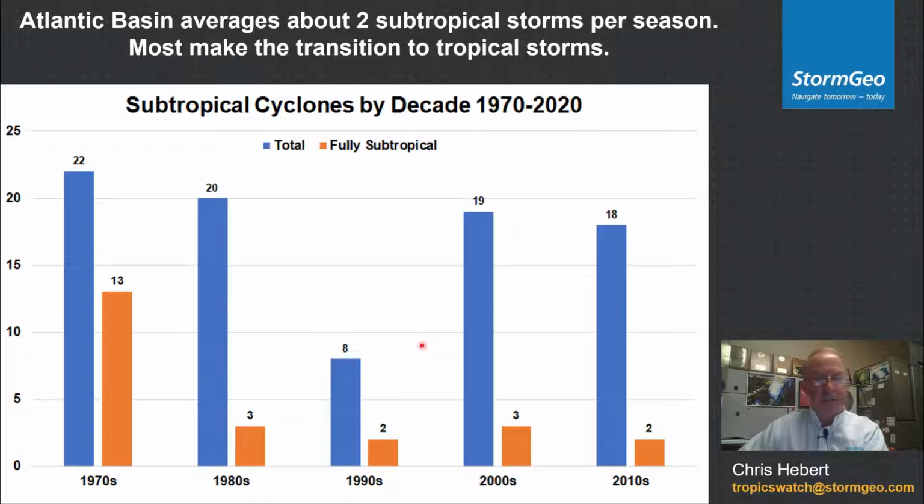Now, we had a lull there in the 1990s because during that period of time, the National Hurricane Center Administration did not classify these subtropical storms. But in general, we see about 2 per season that either start out as subtropical and remain subtropical or eventually transition to a fully tropical system.